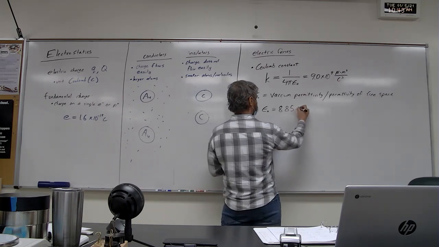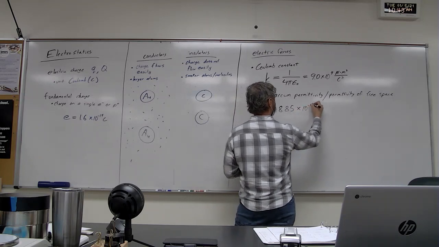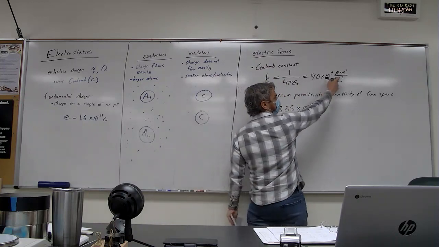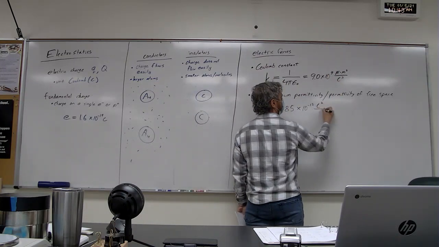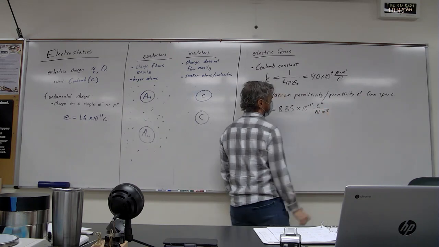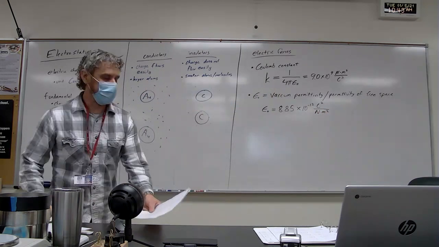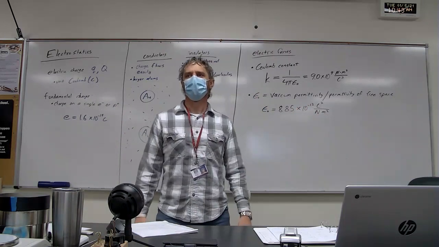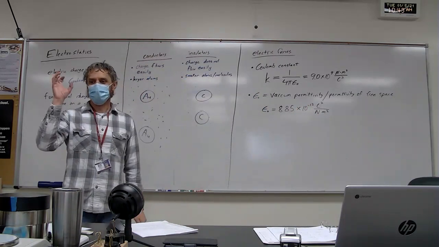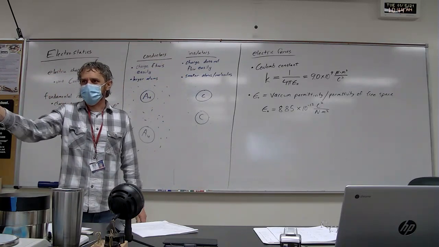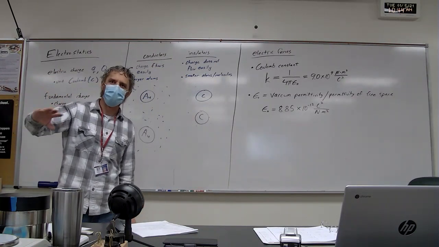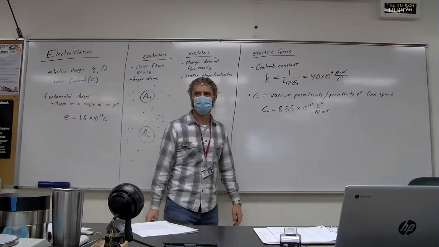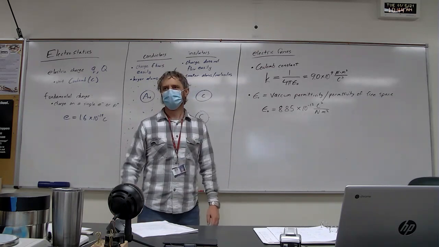Okay, so epsilon naught is 8.85 times 10 to the negative 12. Because it's in the denominator where k is in the numerator, it's simply the inverse, so the unit is coulomb squared per newton meter squared. Dimensionally, this unit is the same as farads per meter, the unit of capacitance. So it's the ability to store charge, which creates electric fields, per meter of separation, which we'll talk about when we do capacitance.